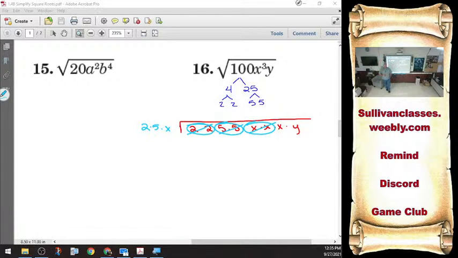Uh-oh. Can I pair X and Y? They're not the same thing. So they stay in radical jail, and I have a 10X on the outside and XY on the inside. So without even knowing the trick, I can still get this done by writing it out longhand.